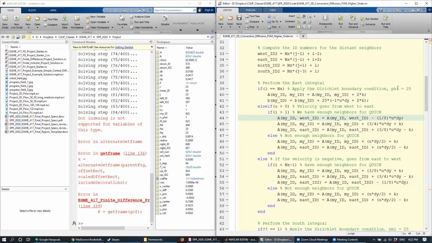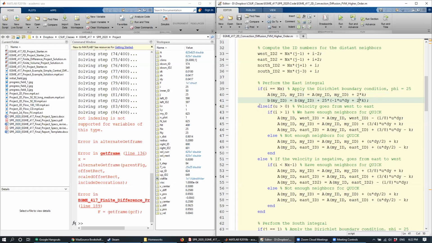So to apply, in this case, I have a Dirichlet boundary condition on the right side where phi is equal to 25. So I have the code that implements that. We have the entry that goes into the left-hand side matrix, and then the entry that goes into the right-hand side vector based on the Dirichlet condition of 25. Okay. And then from here, we jump into the CLIQUE scheme.